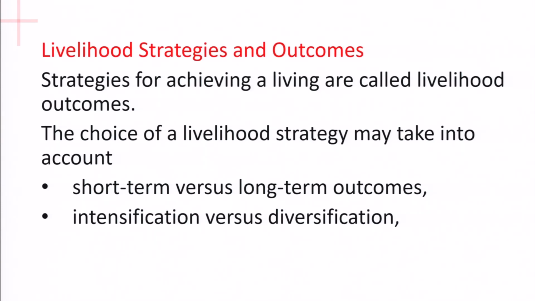The next is livelihood strategies and outcomes. Strategies for achieving a livelihood, for creating a livelihood, are livelihood strategies. The choice of livelihood strategies may take into account short-term versus long-term outcomes as well as intensification versus diversification. That's a strategy you can adopt: diversifying, or whatever the community is doing, you can intensify. For example, the person may be good in wood carving, maybe the community is good in jewelry. So, whether you're going to intensify that strength or diversify the strength, that is the livelihood strategy that the community takes.